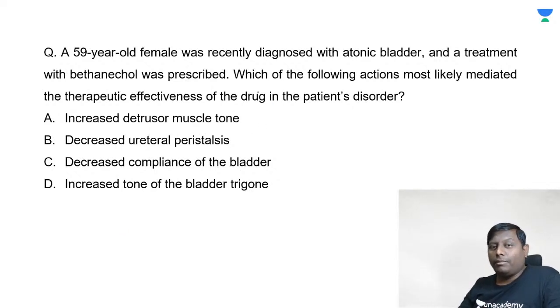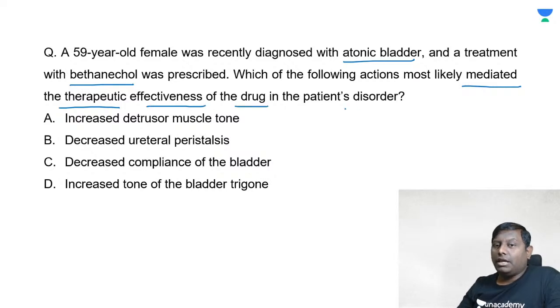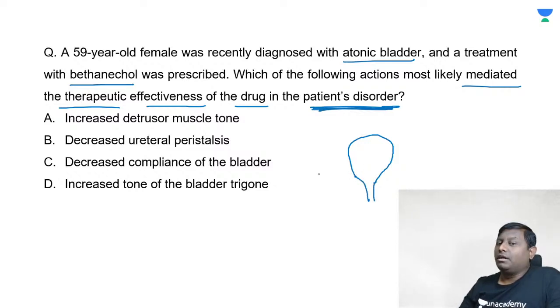A 59-year-old female recently diagnosed with atonic bladder, ठीक है, and the treatment with bethanechol was prescribed. Which of the following actions most likely mediated the therapeutic effectiveness of the drug in the patient's disorder? So what is the patient's disorder? Atonic bladder. The bladder is actually very relaxed, and for which the bethanechol has been given.